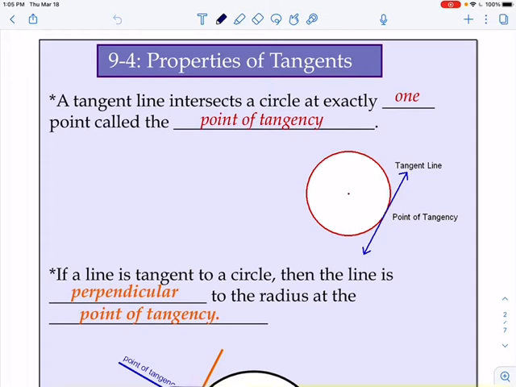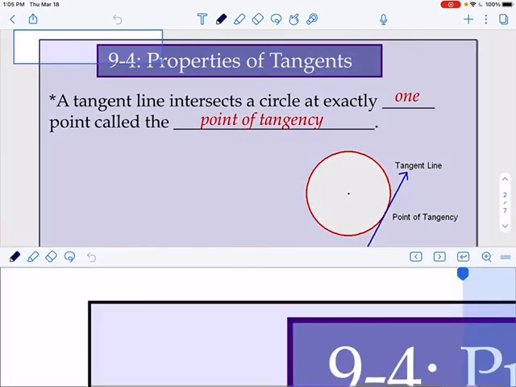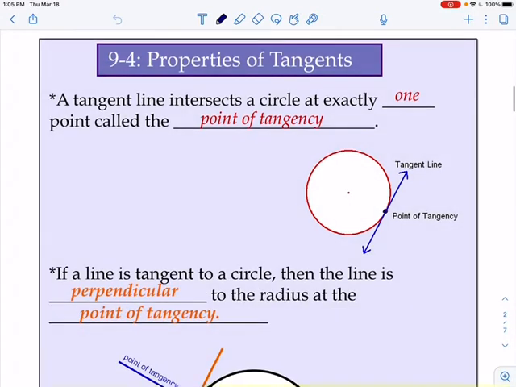A tangent line intersects a circle at exactly one point. Okay? Again, if it intersects more than once, it's going to become a secant. Okay? And the point where that tangent line touches the circle is called the point of tangency. So again, you have your red circle, your blue tangent line, and this right here that I'm highlighting even more is now your point of tangency.